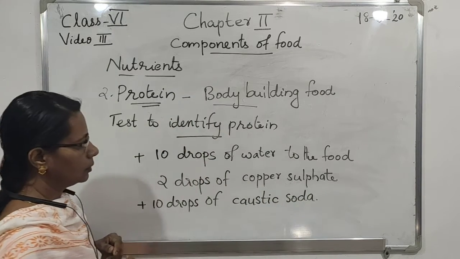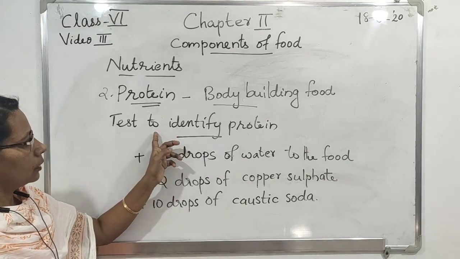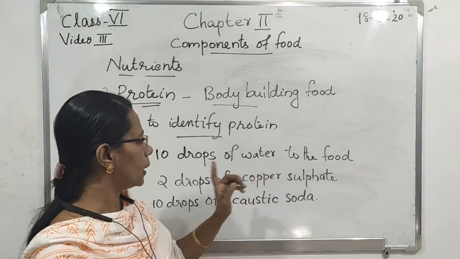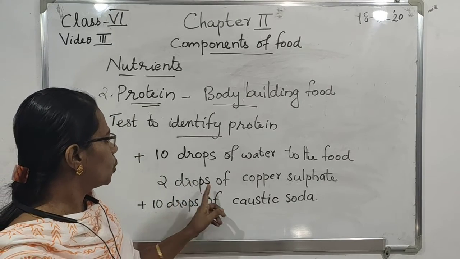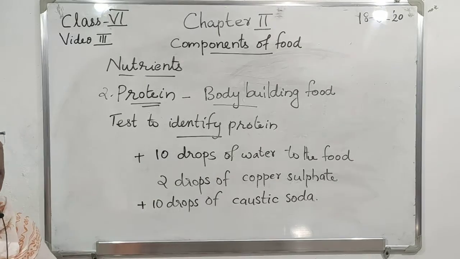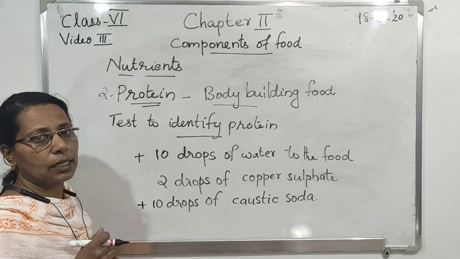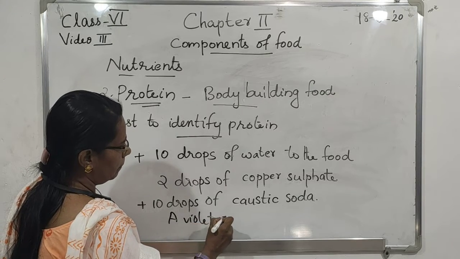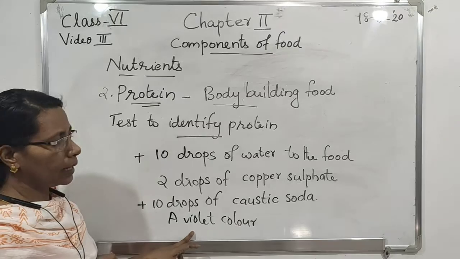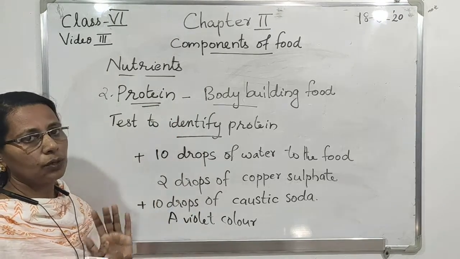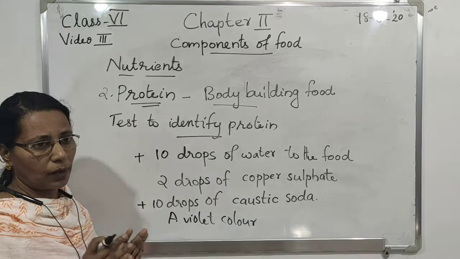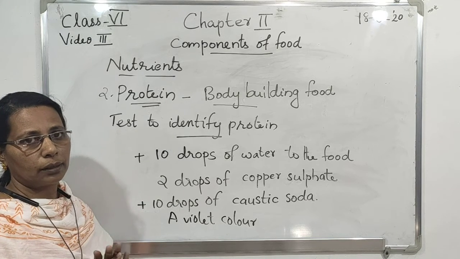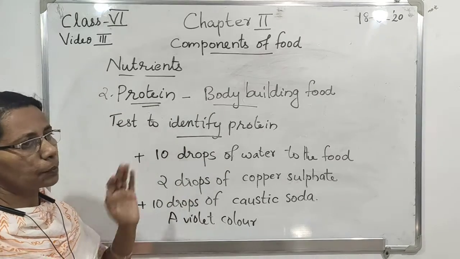This is an alkali. So to identify a protein in the food item, first take a small quantity of food item, then add 10 drops of water, shake well, then add 2 drops of copper sulfate and again 10 drops of caustic soda. Shake the solution well and observe. A violet color indicates the presence of protein in the food item. If the solution shows a violet color, we can infer that the food item contains protein. So this is a test to identify protein.